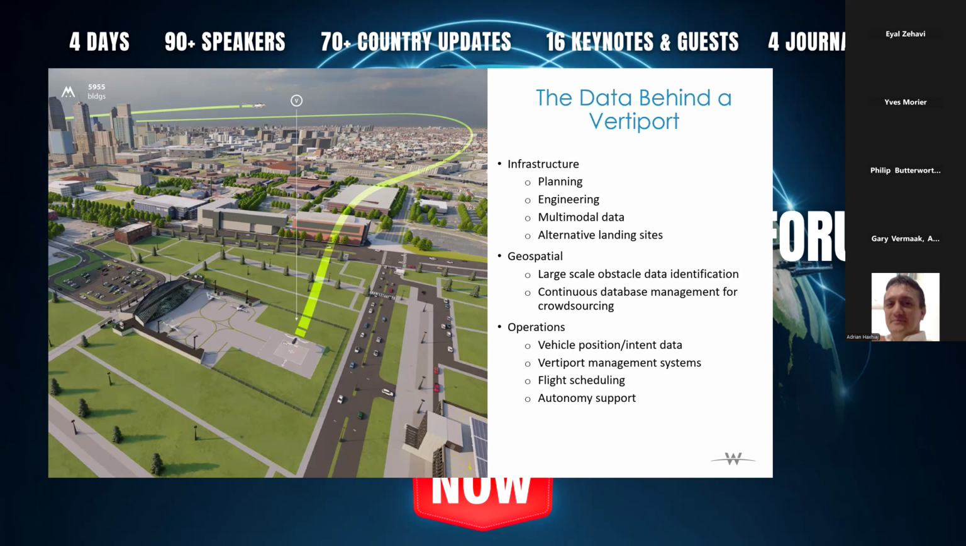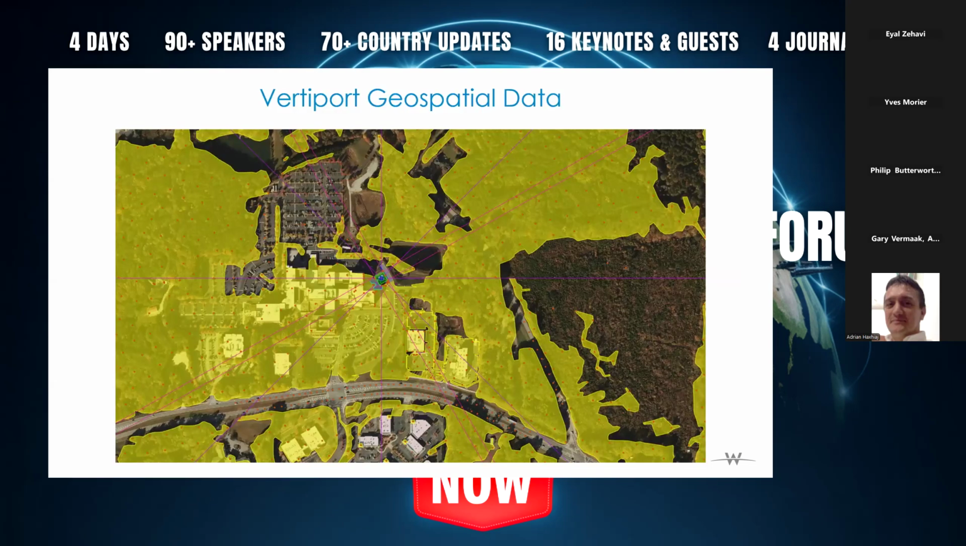While considering your vertiport planning process, here's an example of land use data as well as topography data that's being considered as part of a vertiport siting study, especially with the approach and departure corridors into that vertiport.